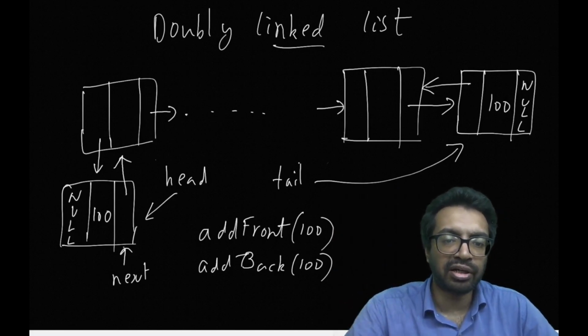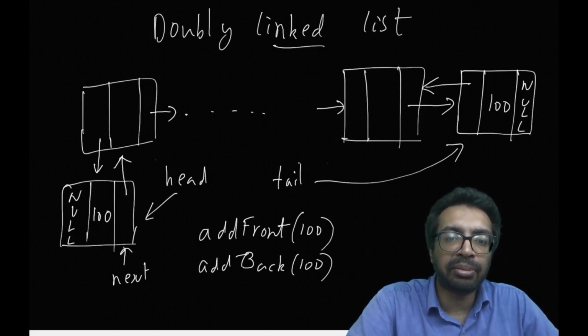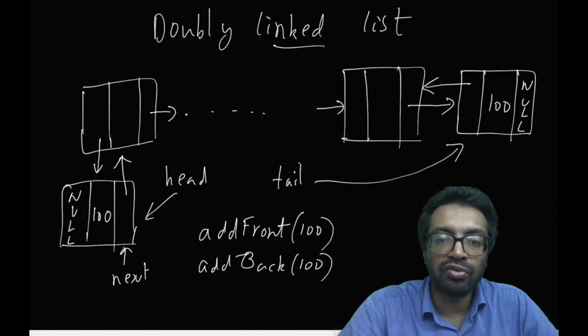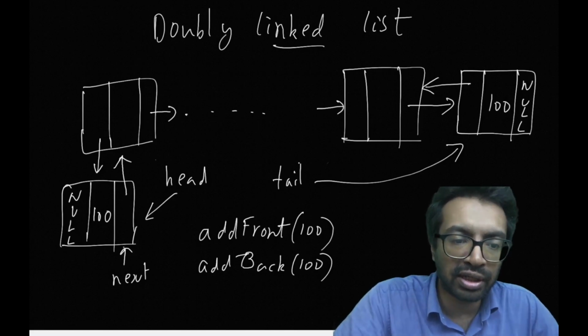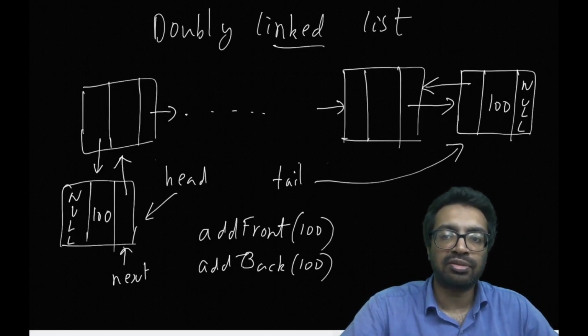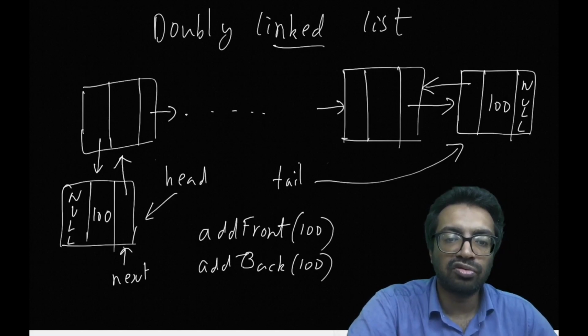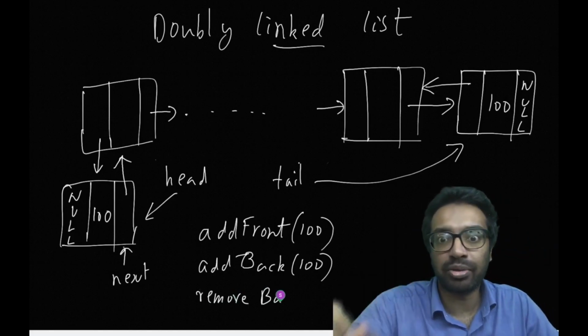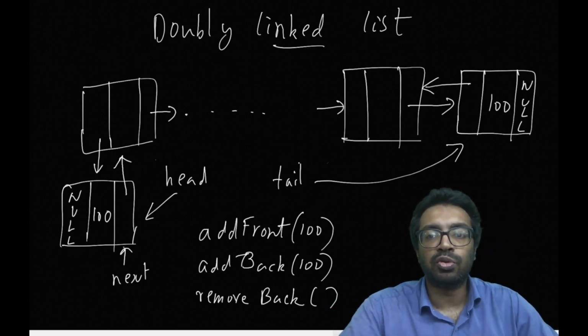As you can see, this is symmetric. Whatever I did in addFront is symmetric to whatever I did in addBack. What I had to do for the next pointer in addFront is similar to what I had to do for the prev pointer in addBack, and what I had to do for the prev pointer in addFront is the same as what I had to do for the next pointer in addBack. Now finally we have to look at one more question, removeBack. I will only consider removeBack because, as we just discussed, removeFront is going to be symmetric to the removeBack function.